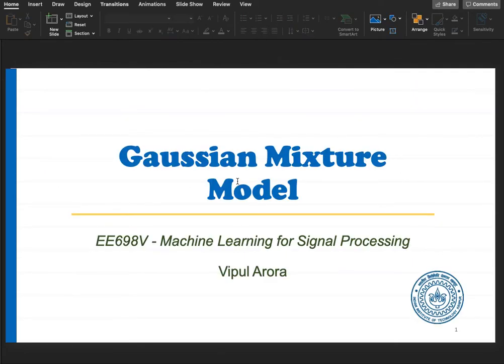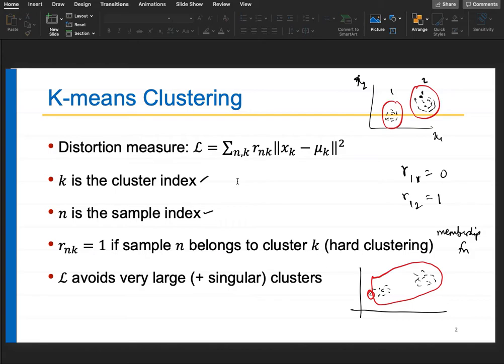So today's topic is Gaussian mixture model. In the last class we studied k-means clustering. So the basic idea is we have data which is distributed. In the previous class we saw different distributions which were unimodal, which means we have one cluster of data, and then we were trying to find different approximations or different standard models to approximate that distribution.